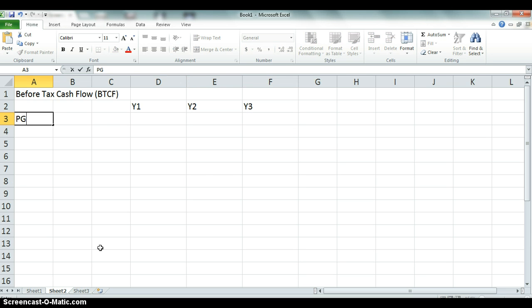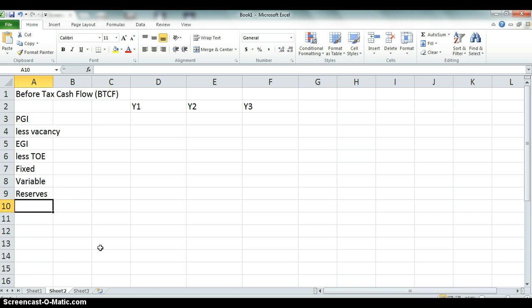We will need our potential gross income less vacancy. That will result in effective gross income. Then we will have to calculate our total operating expenses, fixed, variable, and also reserves. Finally, that will give us our total operating expenses. And then our net operating income will be equal to effective gross income minus total operating expenses, less debt service, giving the total or before tax cash flow.